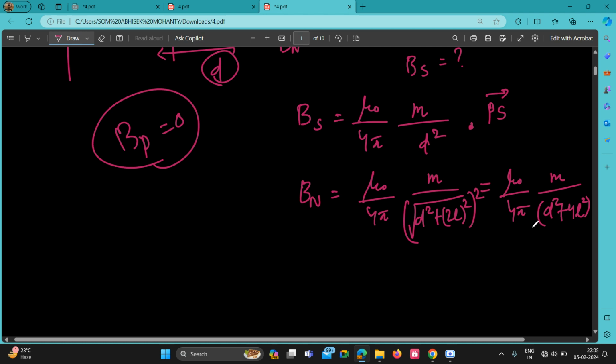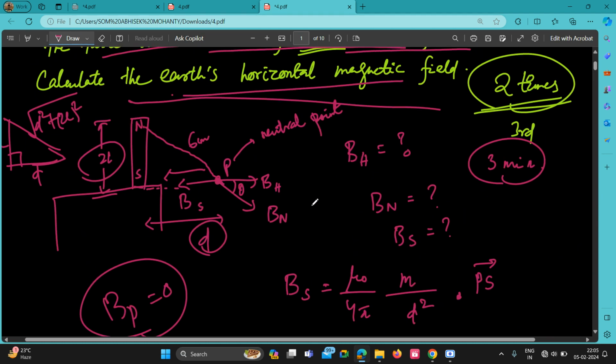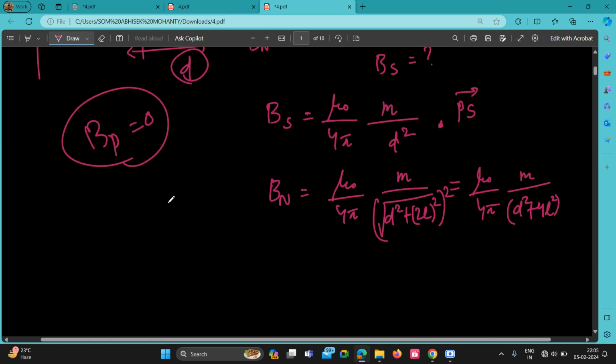And the direction will be which direction? Direction will be NP. Why NP? Because for force, for south pole, it will be towards south pole. For north pole, it will be away from north pole. Like in positive charge, the force should be away from positive charge. For negative charge, the electric field or force should be towards negative charge, like that. So BN is equal to mu naught by 4 pi M by D square plus 4L square.